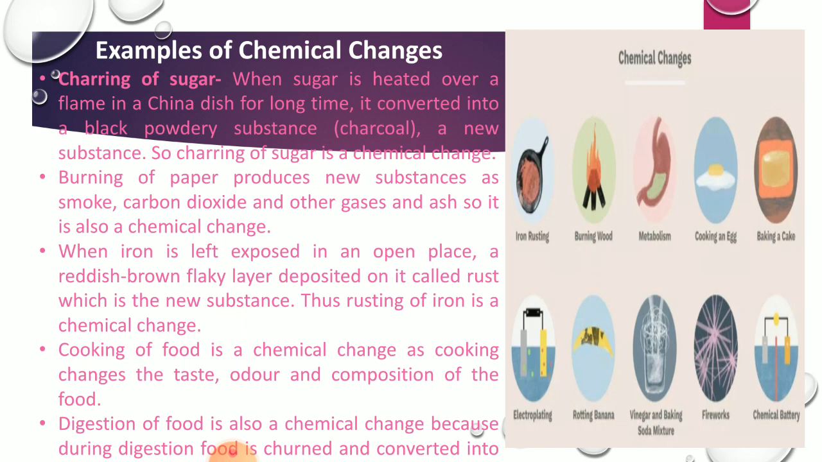First of all, we will see charring of sugar. When sugar is heated over a flame in a container, first sugar starts melting. Then on continuous heating, a black powdery substance, that is charcoal, is left behind. This powdery substance has completely different properties than sugar, and it cannot be converted back into sugar. It means it is an irreversible change, and a new substance, charcoal, is formed. That is why charring of sugar is a chemical change.